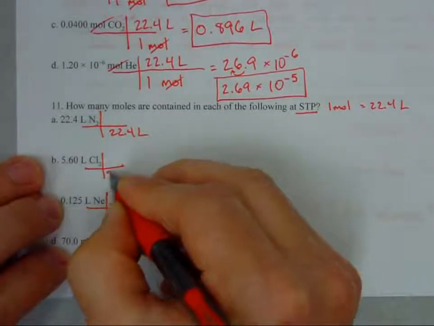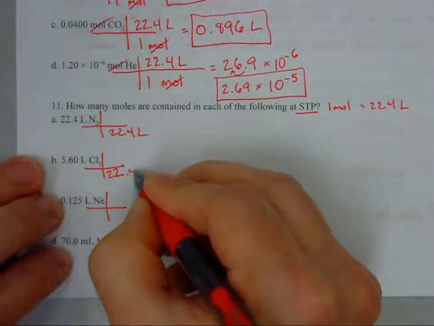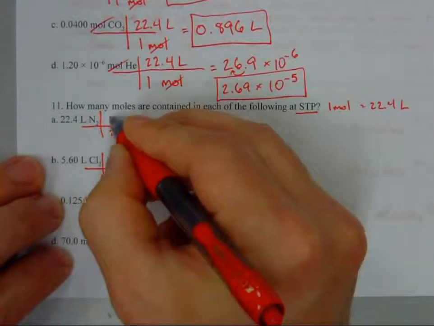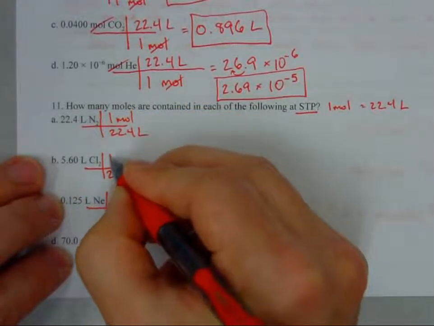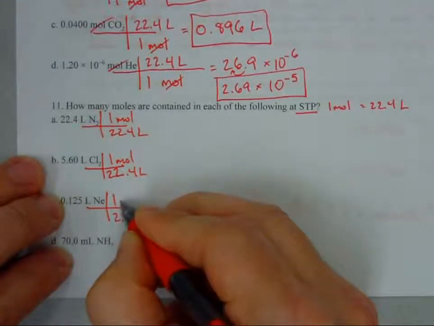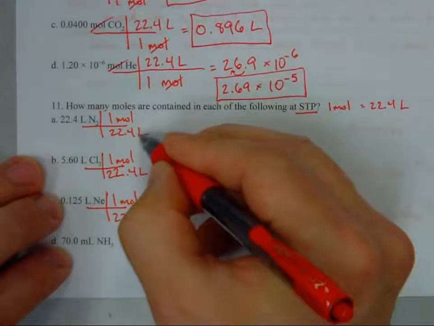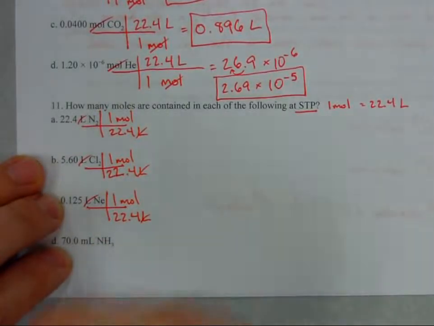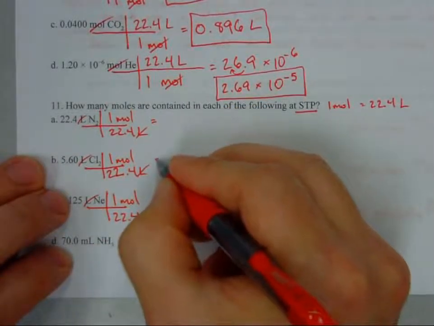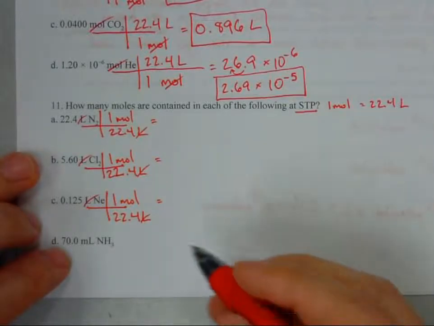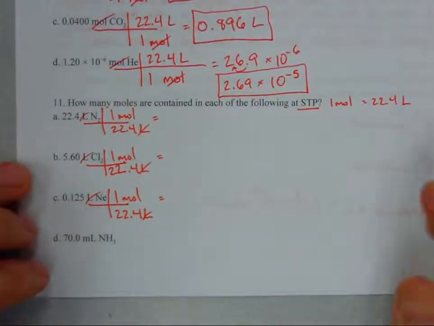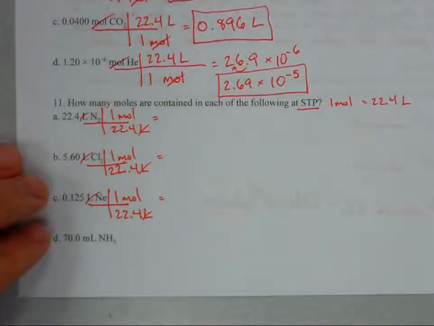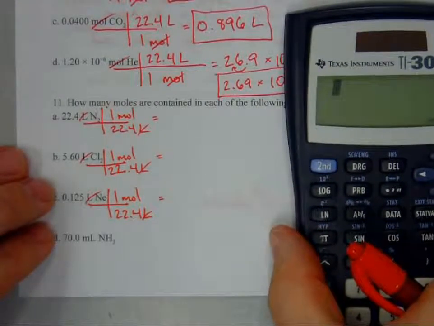22.4 liters, and 22.4 liters is equal to 1 mole of that gas at STP. Only at STP. Liters will cancel. And so when we go to do this type of conversion, notice that the conversion is all the same. Now we're just left with some calculator work.